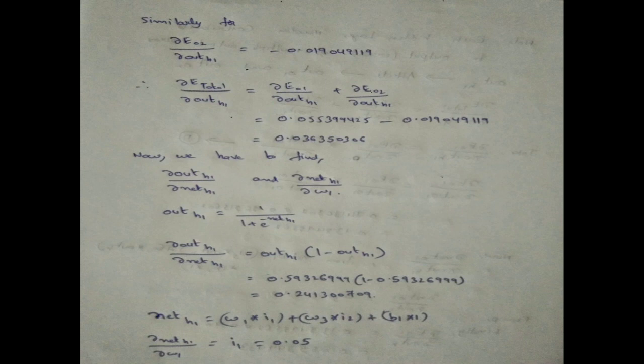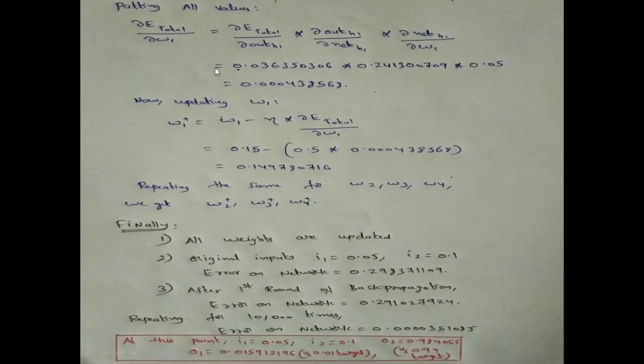Now putting all three terms together, that is the change in the total error energy with respect to the change in the weight W1, and putting all these values, we got 0.000438568. Now we have to update the weight W1. The new updated value will be equal to the old value of the weight 1 minus eta into the change in the total error energy with respect to the change in the weight 1.